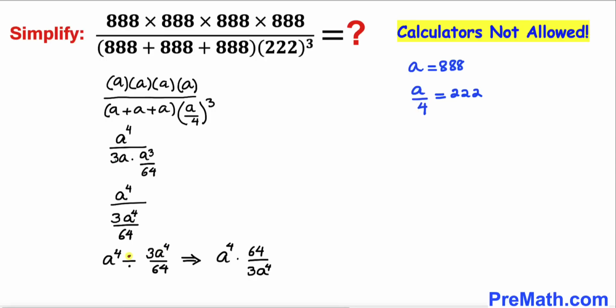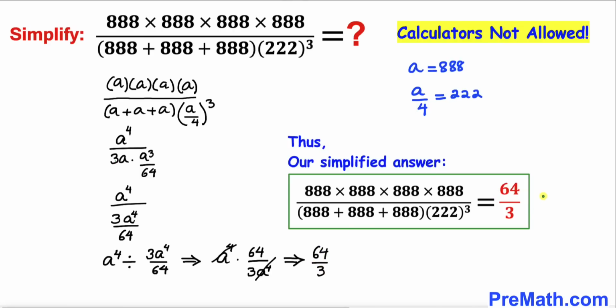In this next step, this division sign has been converted to multiplication by flipping this fraction. Now we can see that this A power 4 and this A power 4 cancel each other out. So our simplified answer turns out to be 64 divided by 3.